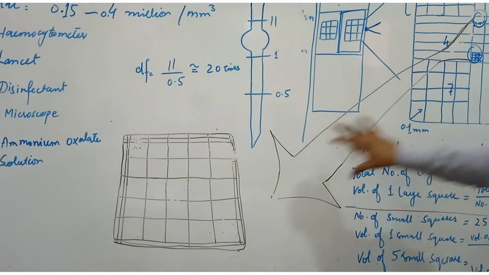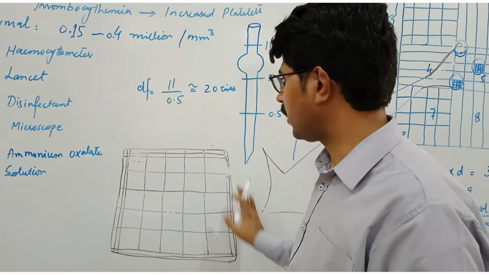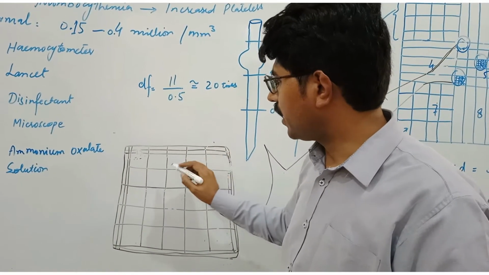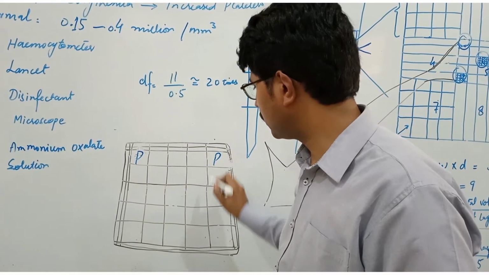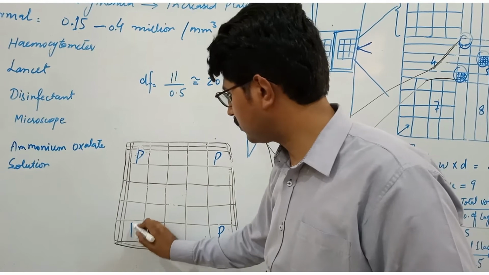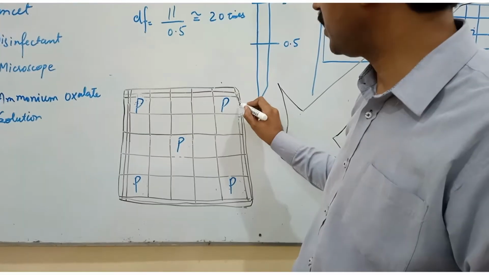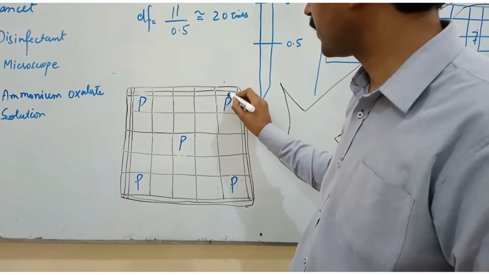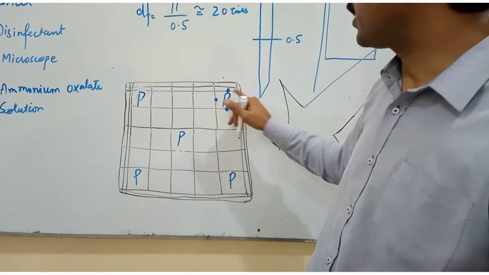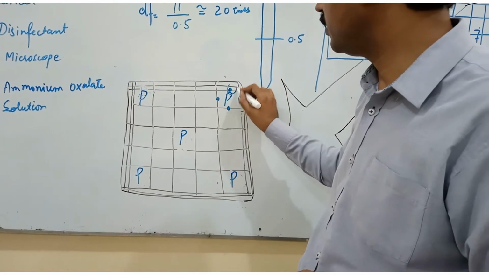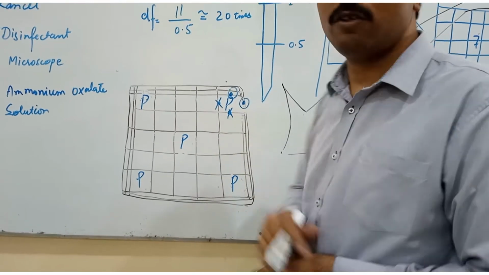Here we enlarge this square. This central square is lined by a 3-wall boundary, and then we have to count platelets in the corner cells and the central cell. If the platelets are present on boundaries, then we will count only those that are present on the upper and the right side of the boundary. We will not count those that come on the left and lower boundary.